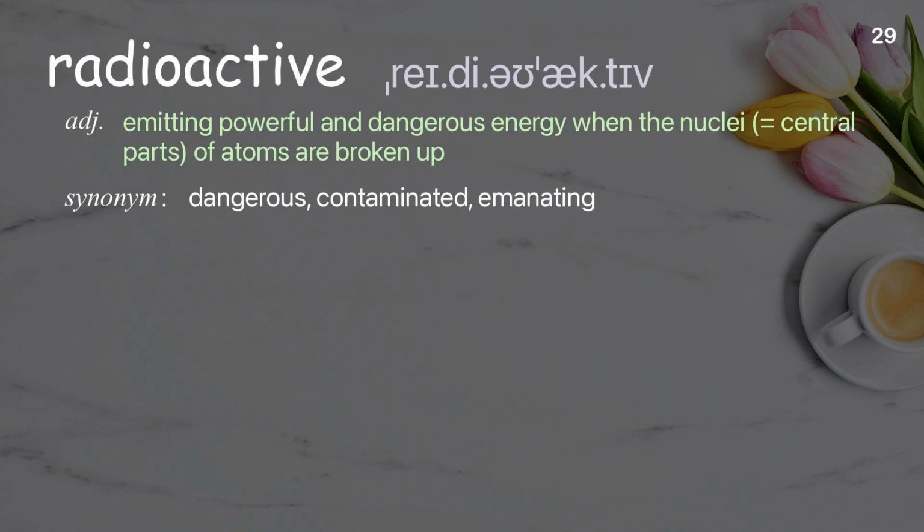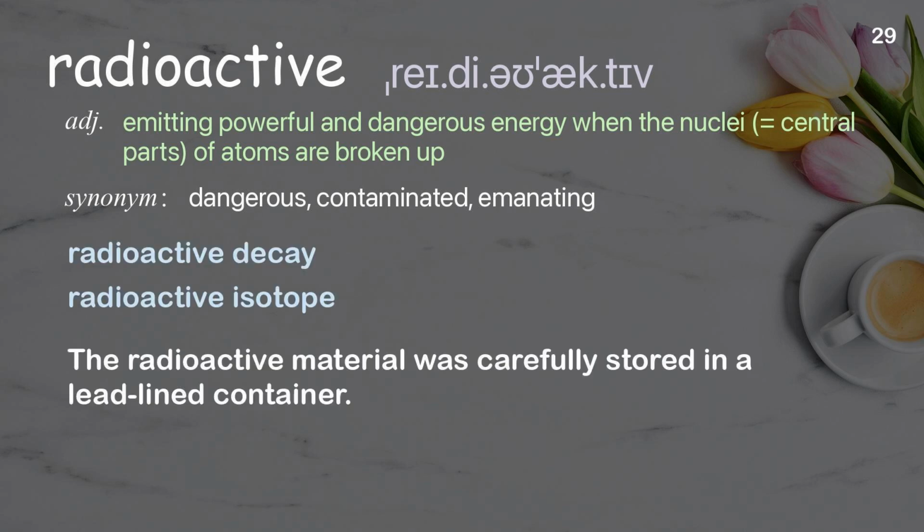Radioactive. Emitting powerful and dangerous energy when the nuclei, the central parts, of atoms are broken up. Examples: Radioactive decay. Radioactive isotope. The radioactive material was carefully stored in a lead-lined container.